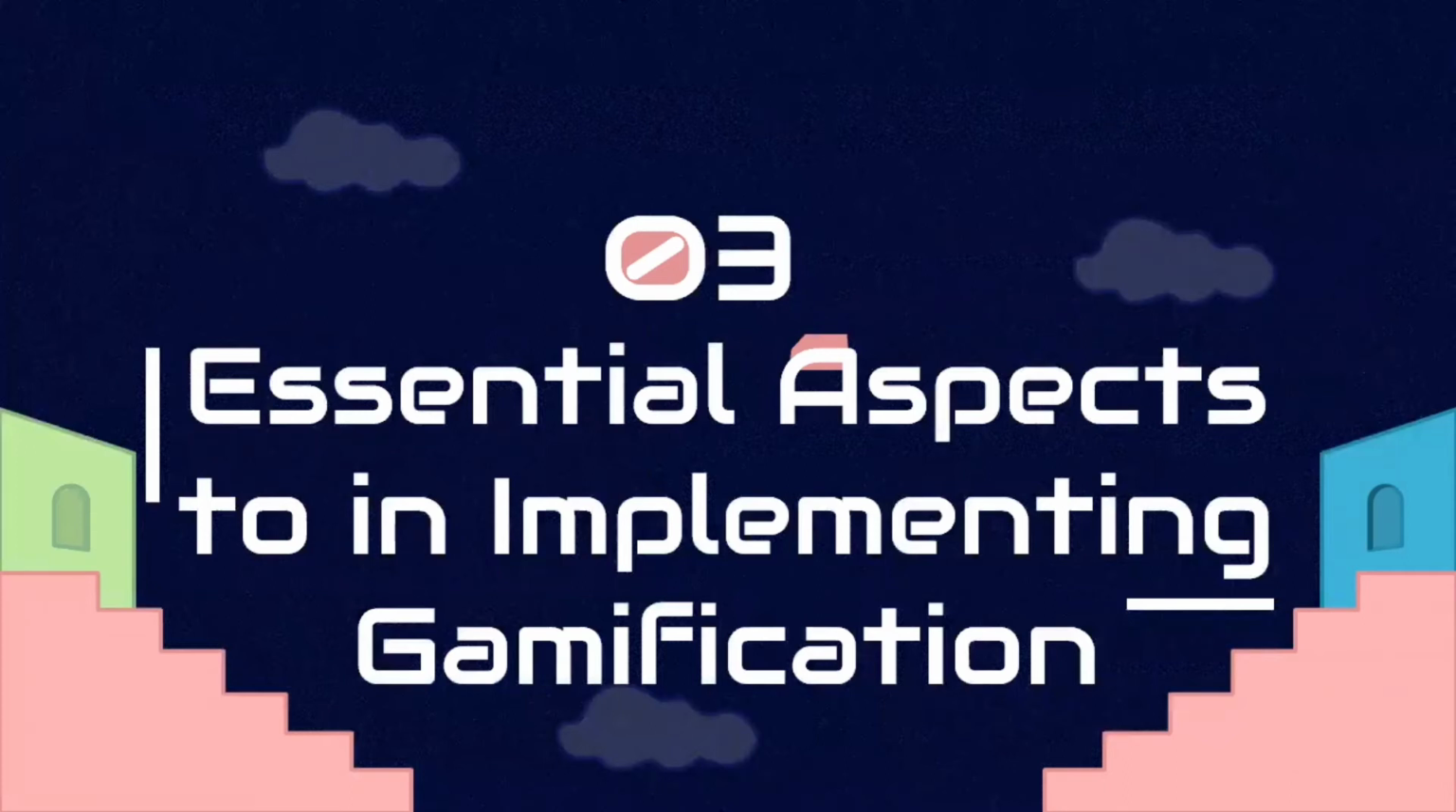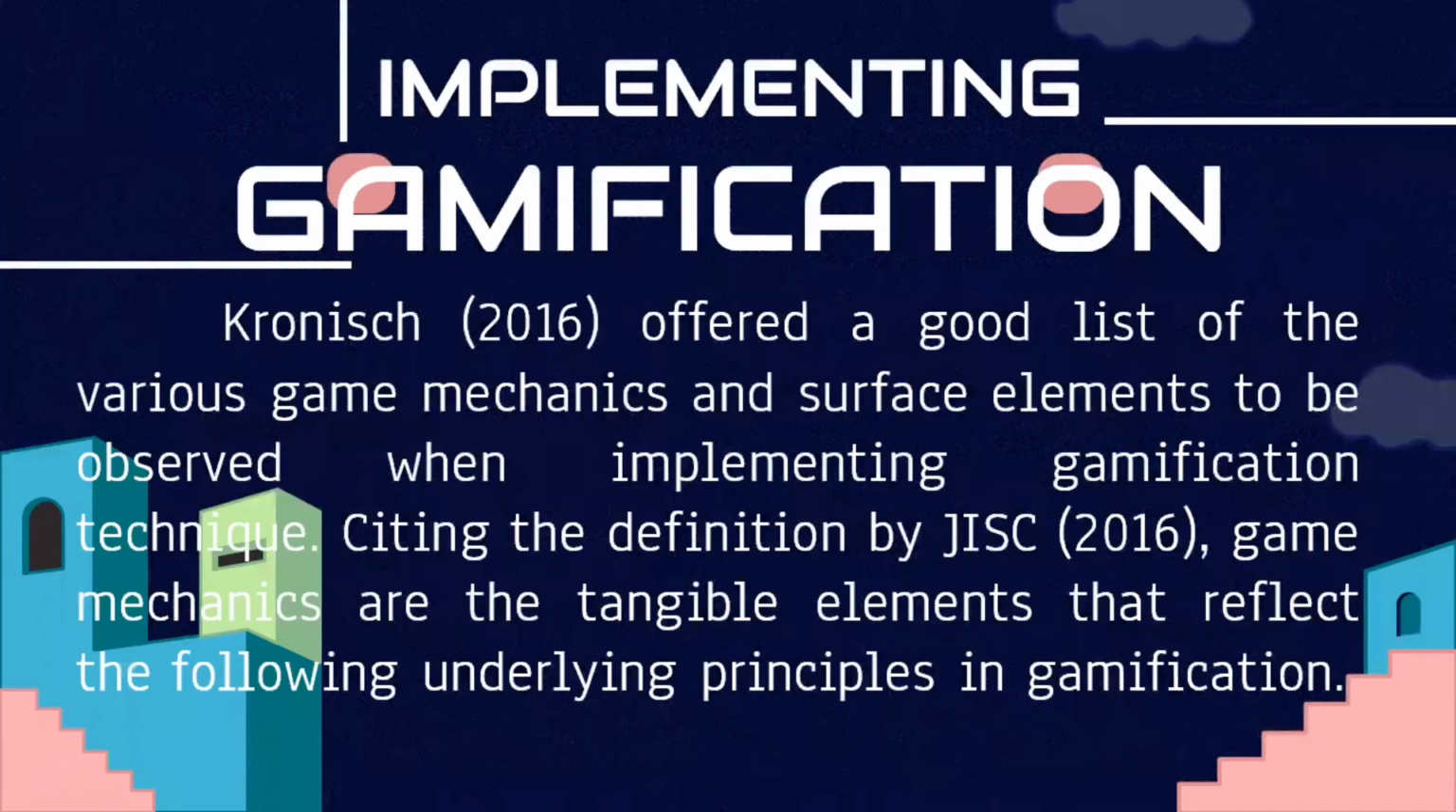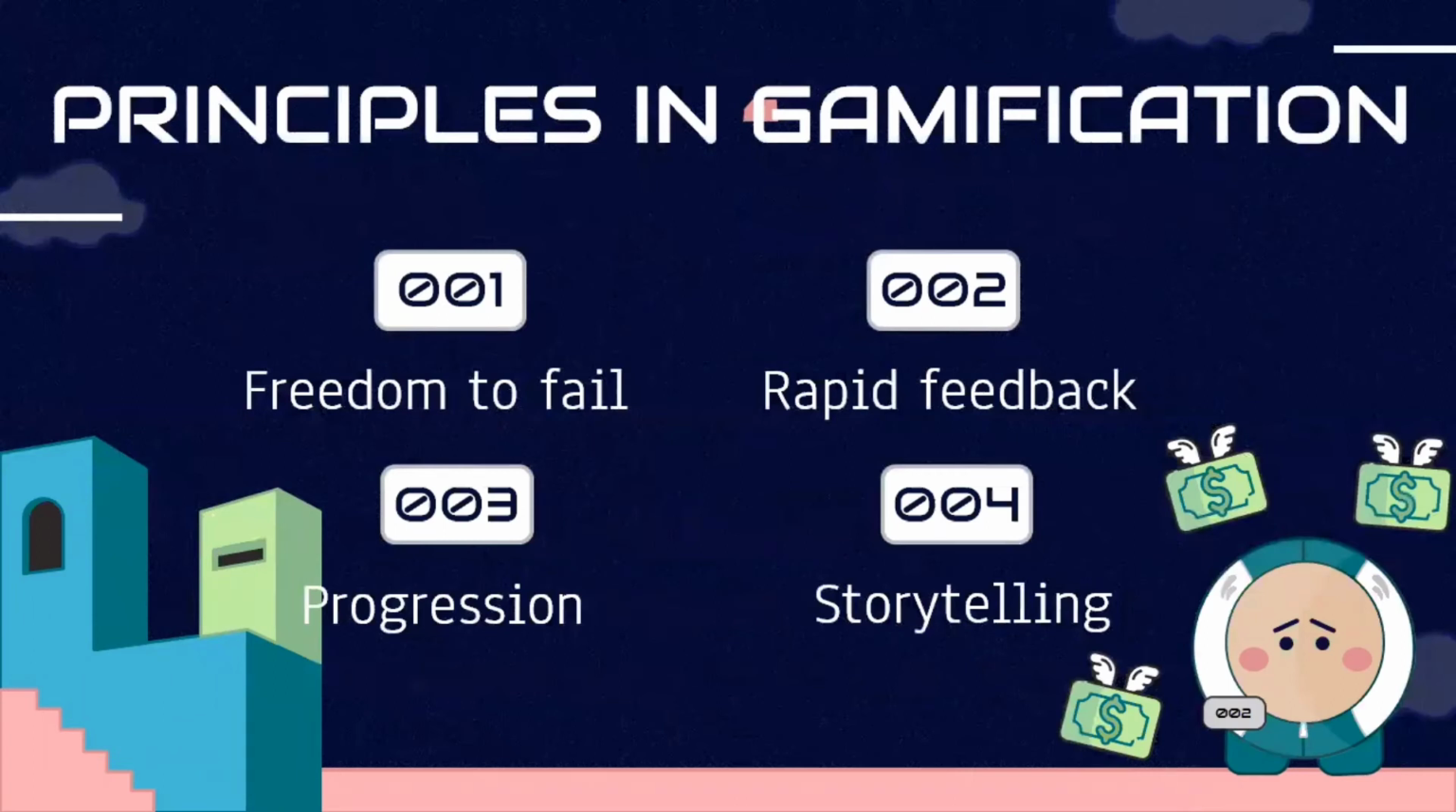This time, let us now talk about the essential aspects in implementing gamification. Cronish in 2016 offered a good list of the various game mechanics and surface elements to be observed when implementing the gamification technique. Citing the definition by JISC in 2016, game mechanics are the tangible elements that reflect the following underlying principles in gamification, and they gave four principles.